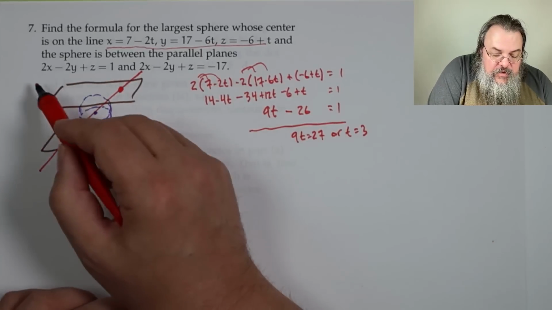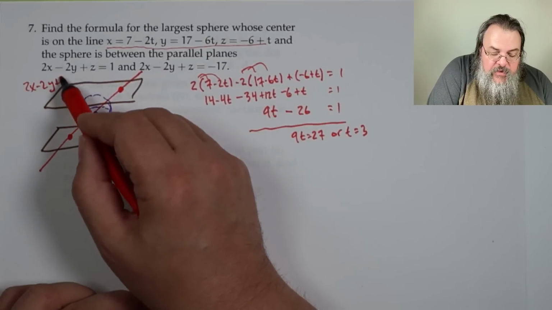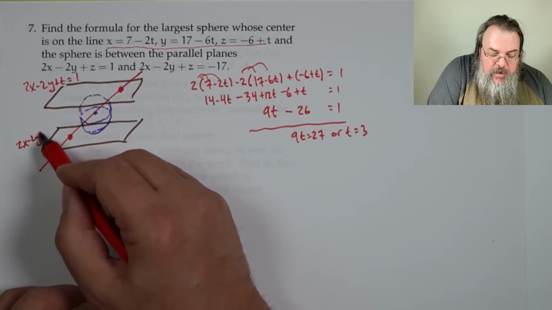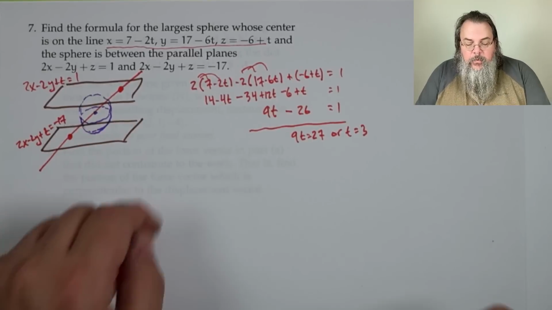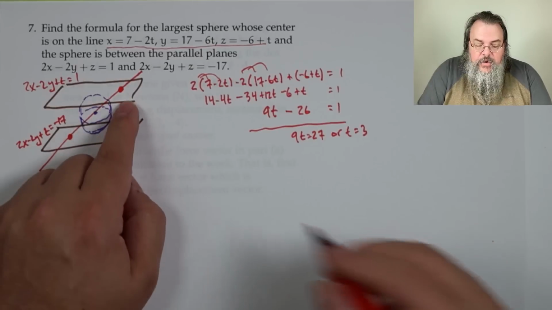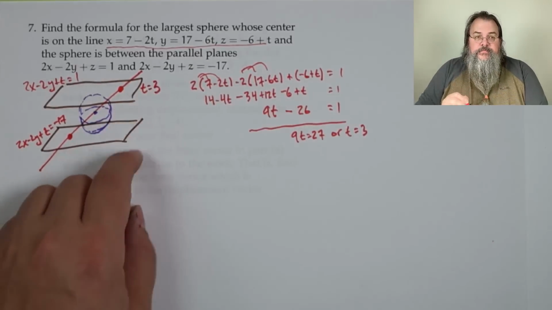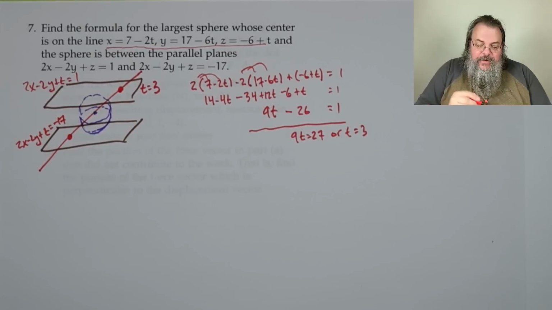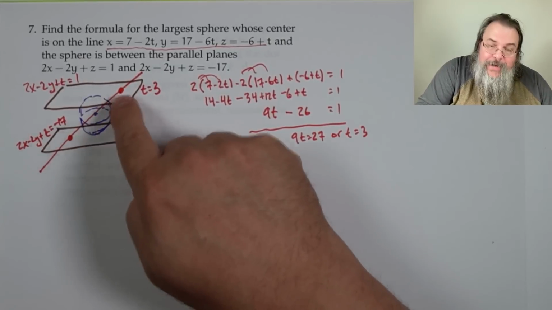So let's say this top one here is minus 2x minus 2y plus z equals 1. And down here is 2x minus 2y plus z equals negative 17. So for the first one, it says you intersect at t equals 3. That's the time. Now, that's not a point, but it's the time. We'll get into the point in a moment. Okay, now, that's plane 1.